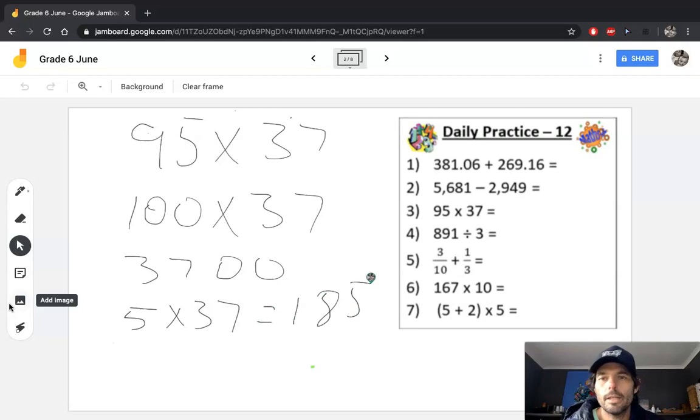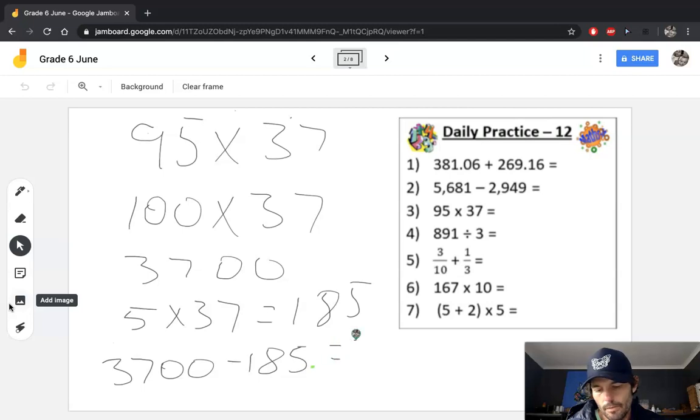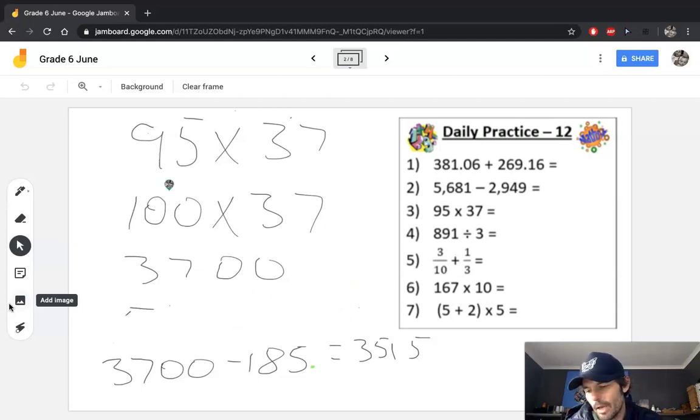And then I clearly need to take off 185 from 3,700. If we go back 100, that's going to be 3,600. And if we go back 85 from that, that's going to give us 3,515. So that's the compensation method, which we actually haven't spoken about for a while. But let's see if that calculation was indeed correct, or if I made any errors.